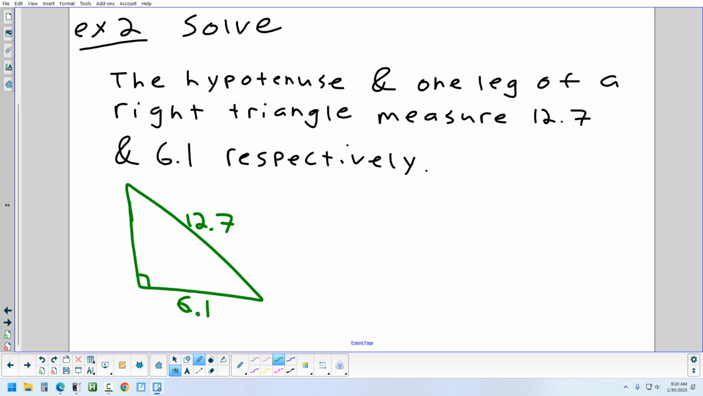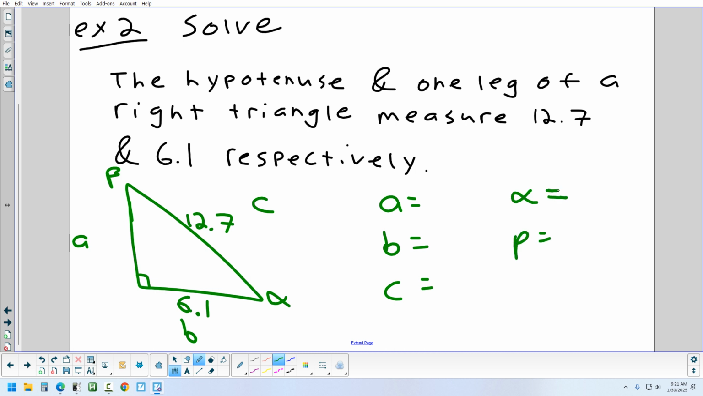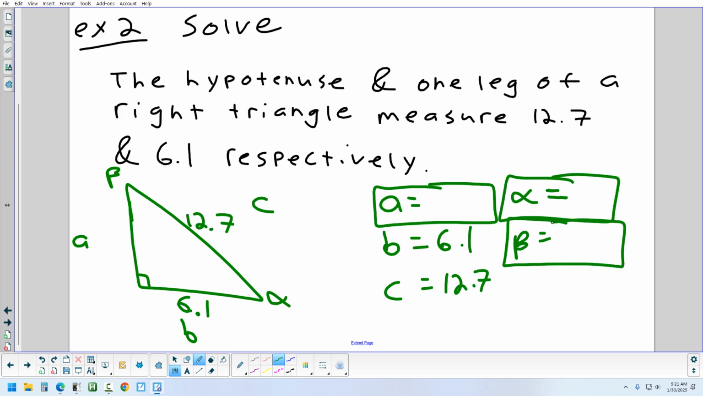All right, so we labeled our diagram. Let's call that A, B, C, alpha, beta. The way we solve this one is going to be a little bit different. A, we don't know. B, we do. And C, we do. That we don't, and that we don't. All right, what could I start with this time?